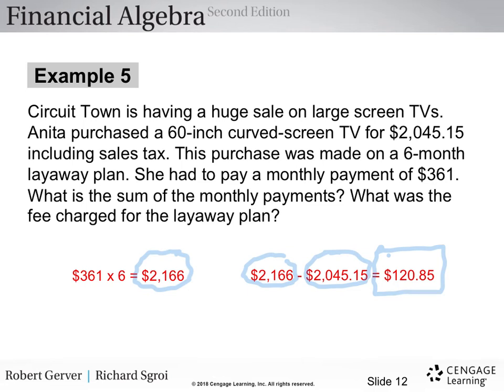Now, what's interesting about a layaway plan is you don't get the item. However, the price stays the same. This price is the original price on the day you made the purchase. You don't get the TV, but that price stays the same. So if in those intervening 6 months the price goes up, you still only owe the $2,045.15. Obviously there is a charge for the layaway plan, and that's the $120.85. That's the cost you have to pay for putting this aside, paying it in installments since you don't have the full amount of cash, and getting it later.